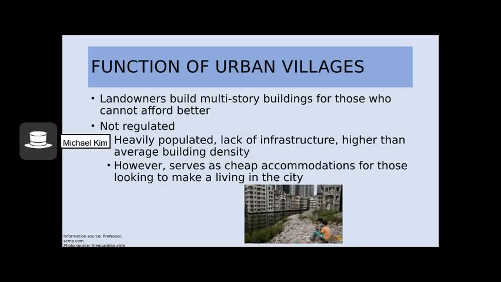Function of urban villages. Landowners build multi-story buildings for those who cannot afford better housing. However, these buildings are not regulated by the government, often leading to heavy population and higher than average building density. Alongside this exists a precedent for a lack of infrastructure within these buildings. These particular areas serve as cheap accommodations for those looking to make a living in the city.